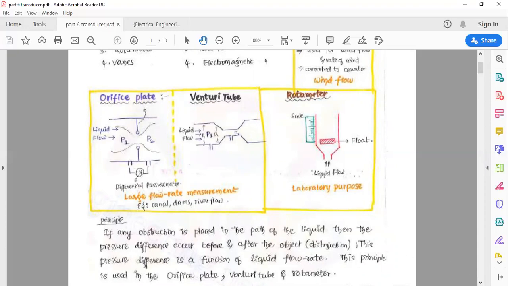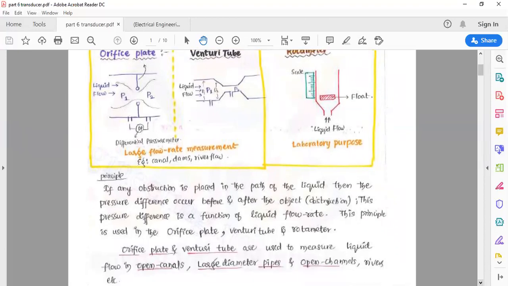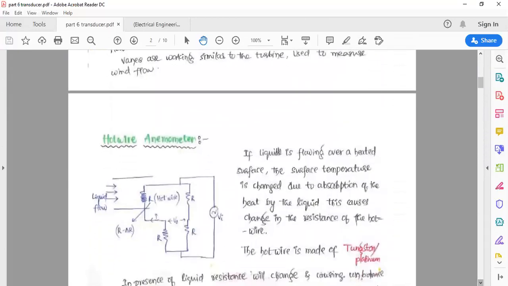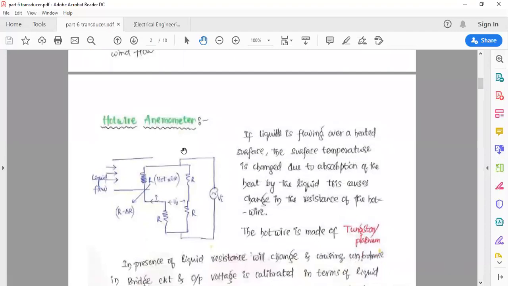Now our main aim is electrical transducers. Here we have the hot wire anemometer. In the hot wire anemometer, we have a chamber where the liquid will flow, and we have a hot wire resistance. When the liquid flow passes through this hot wire resistor, there will be a change in the resistance, and this change in resistance will unbalance this bridge, and as a result we get an output voltage, and we calibrate this output voltage in terms of liquid flow. This is the basic principle of the electrical transducer.